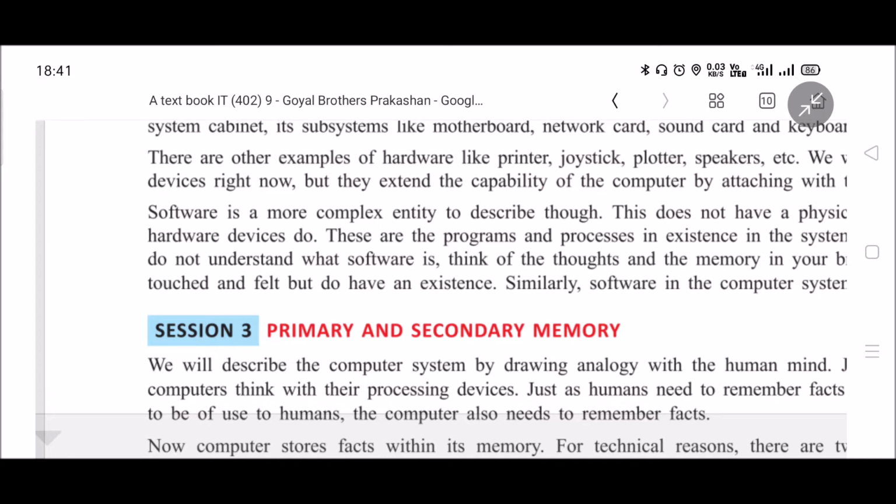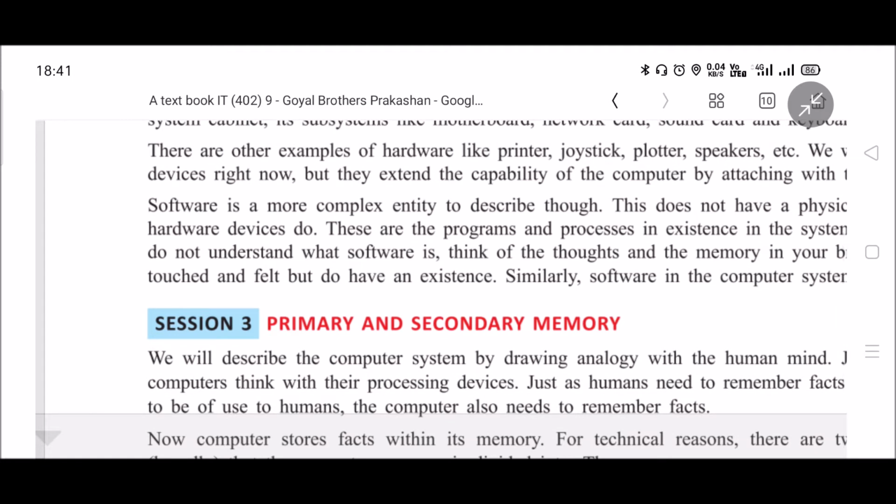If you do not understand what software is, think of the thoughts and the memory in your brain. They cannot be touched or felt, but they do have an existence. Similarly, software is in the computer system.